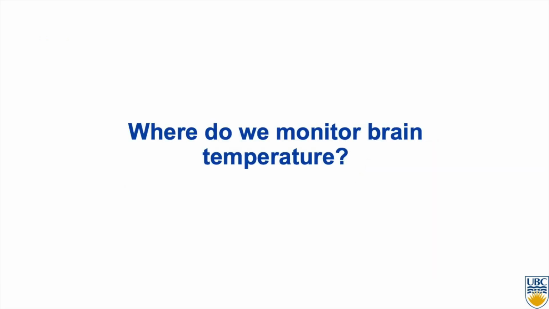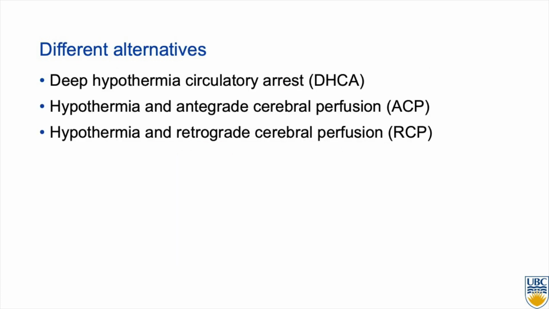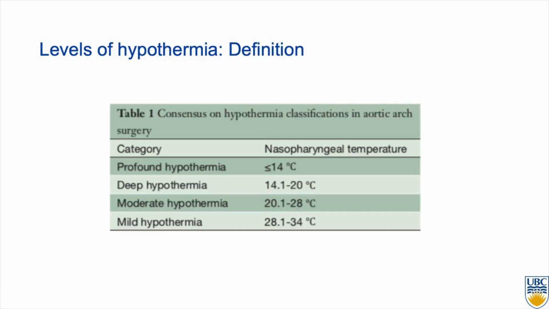So, where should we monitor brain temperature? The sites that are the most reliable in monitoring the brain temperature, in that they have the least variation between them and the actual brain temperature, are the nasopharynx and the esophagus. There are three main different alternatives for circ arrest. The first one being deep hypothermia circulatory arrest alone. The second one being hypothermia and antegrade cerebral perfusion, and the third one being hypothermia and retrograde cerebral perfusion alone. There are four different levels of hypothermia. I would recommend you learn this by heart for the exam.